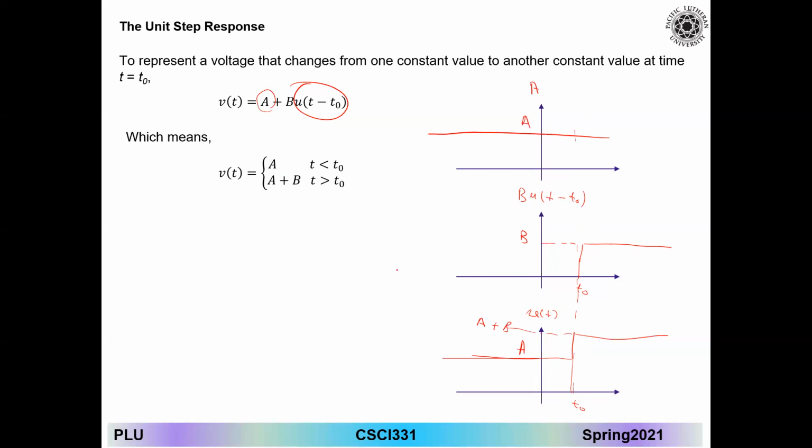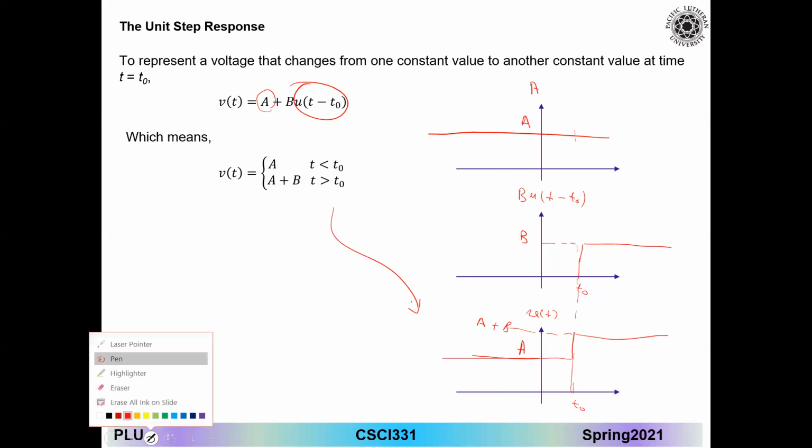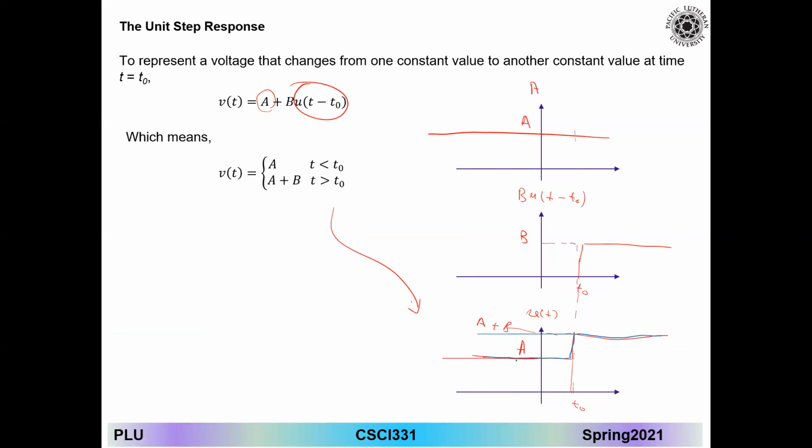If you want to write it down as equations, it is exactly the same thing that we mentioned here: v of t equals A for t less than t0 is my starting point. If I change the color to draw my final signal, it would be good. So here is my final signal, this part here and this part here. This is my v of t right now.